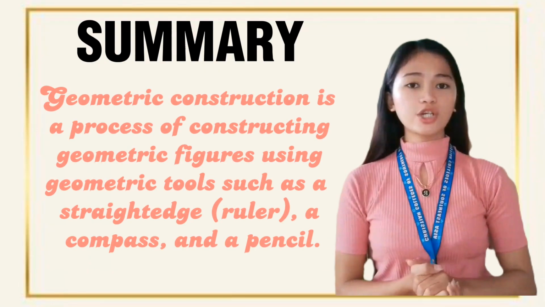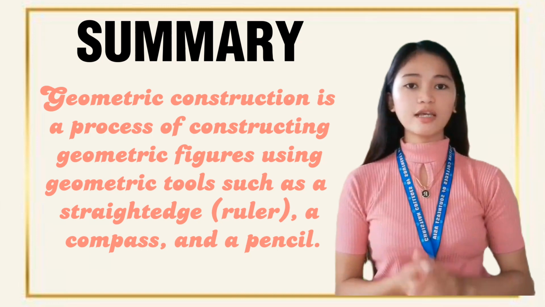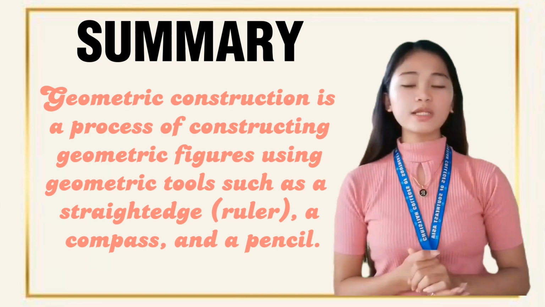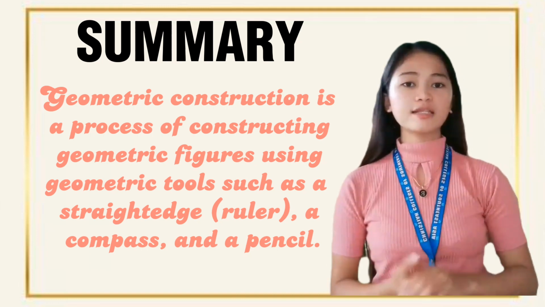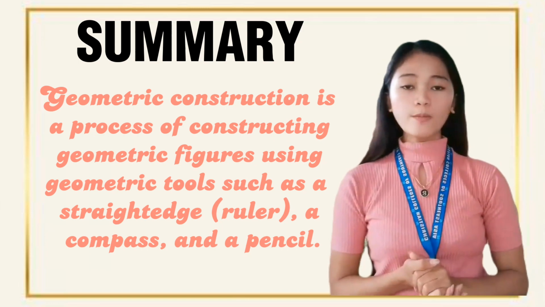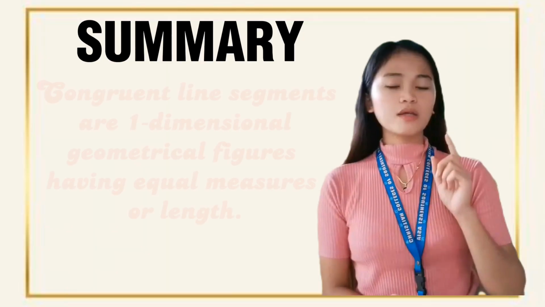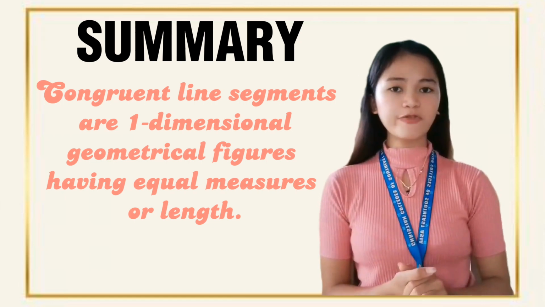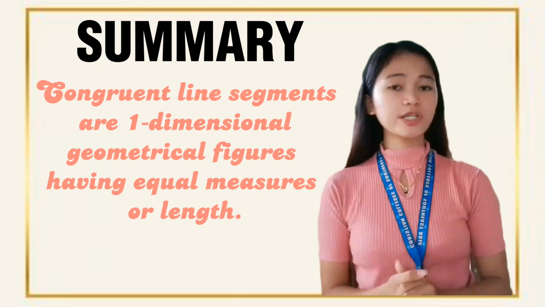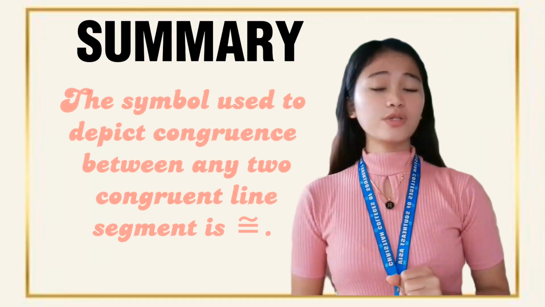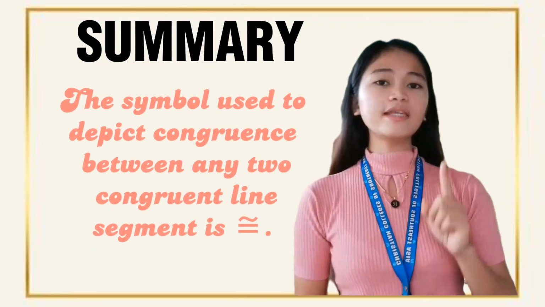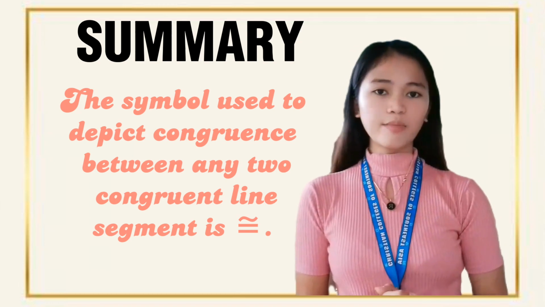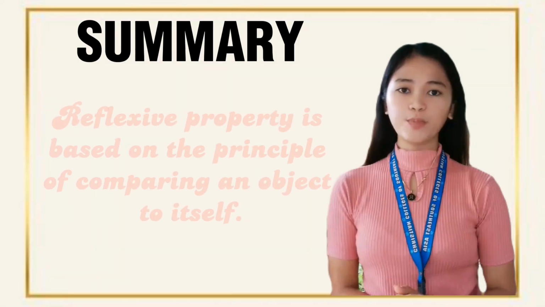And now, let us proceed to the summary of this lesson. Geometric construction is the process of constructing geometric figures using geometric tools such as a straightedge or ruler, a compass, and a pencil. Congruent line segments are one-dimensional geometrical figures having equal measures or lengths. The symbol used to depict congruence between congruent line segments is this.